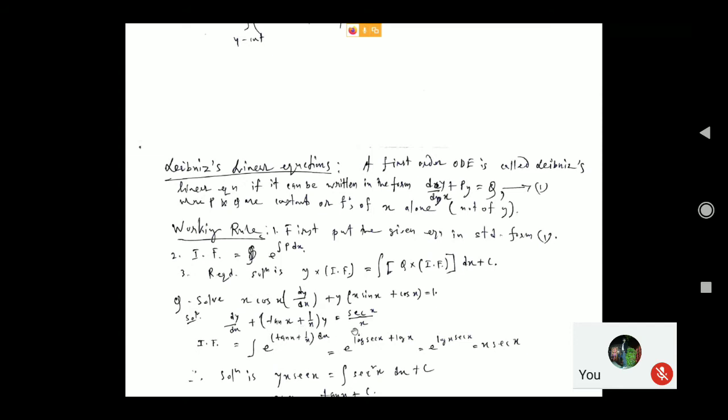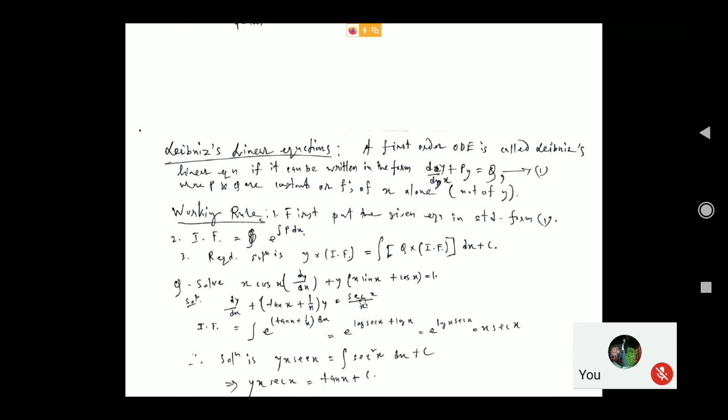Here P is 10x plus 1 by x, which is a function of x alone. And on the right hand side, we have capital Q, which is also a function of x alone, sec x divided by x. So we have been able to put the given equation in this form: dy/dx plus Py equal to Q, where P, Q are either constants or functions of x alone. It is a Leibniz's linear equation.